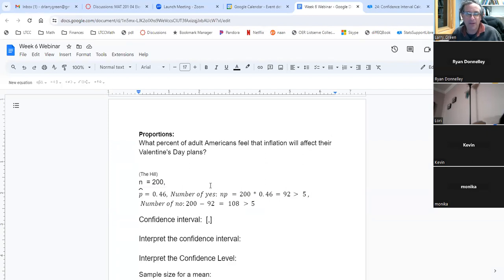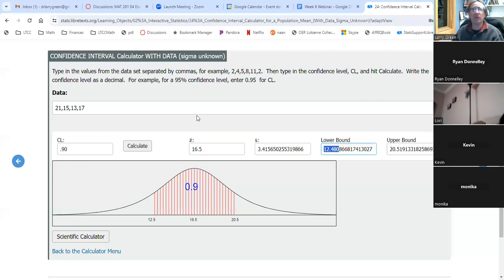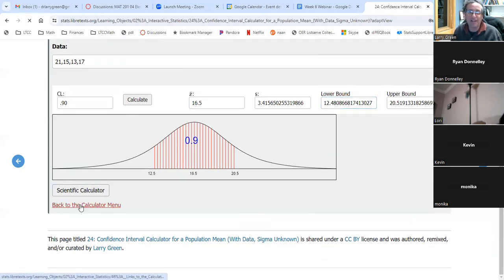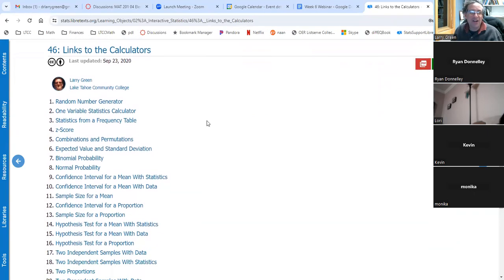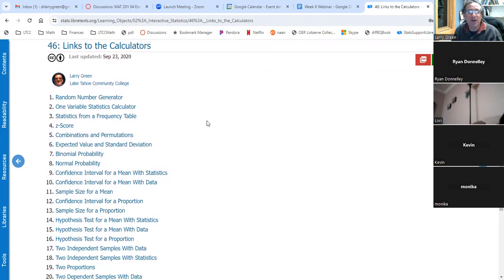Okay. So now I want the confidence interval. So will this calculator work? It will not work. This calculator is for means. It wants a bunch of numbers. We don't have a bunch of numbers. So I go back to the calculator menu. Which confidence interval, what calculator number do I need?